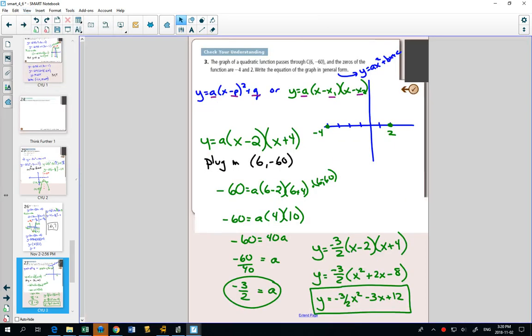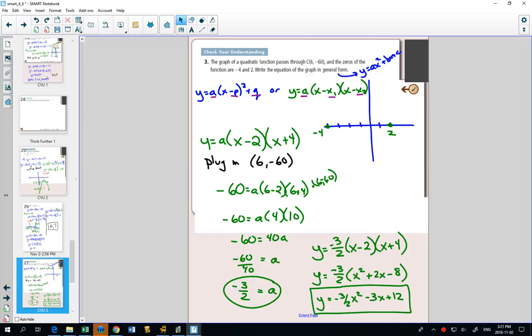So if we look back at everything we did, we wanted the equation. In order to take information and put it in an equation, we have to either use the standard form or the factored form of the equation. Both will work, but generally you pick the one where you know more information from.